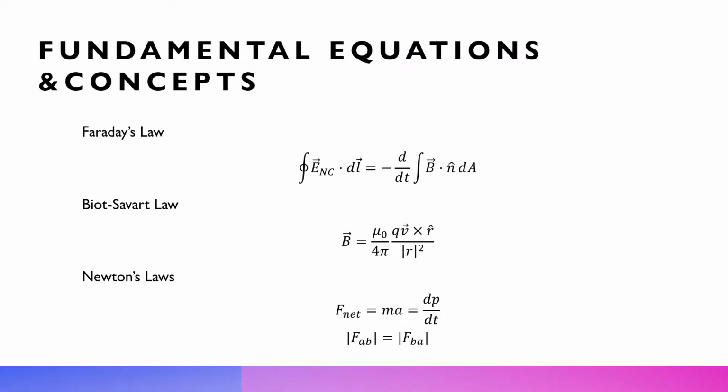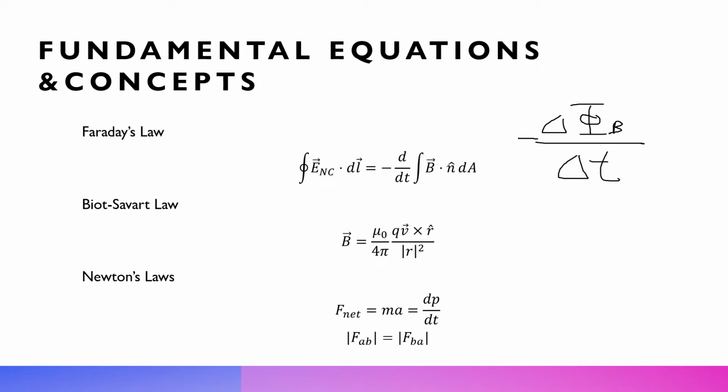Some fundamental equations that we're going to be using: the total EMF of a system is equal to the integral of the electric field times the change in length. Another way of saying this is that it's the negative derivative of the magnetic flux with respect to time, or negative delta Φ over delta t right here.